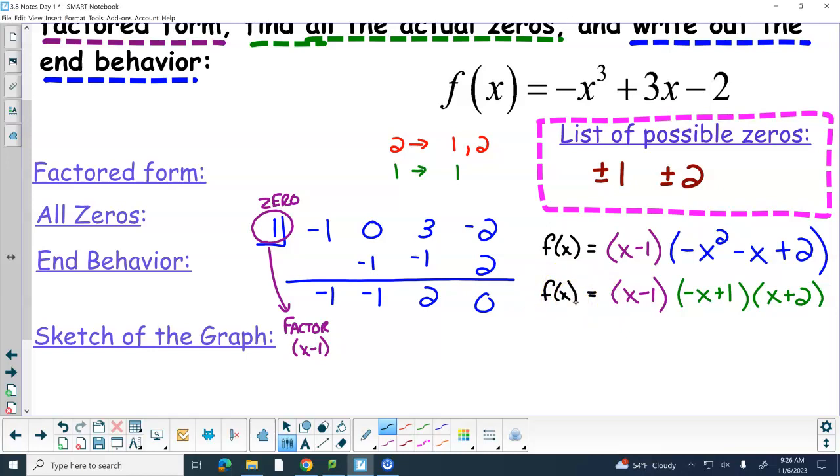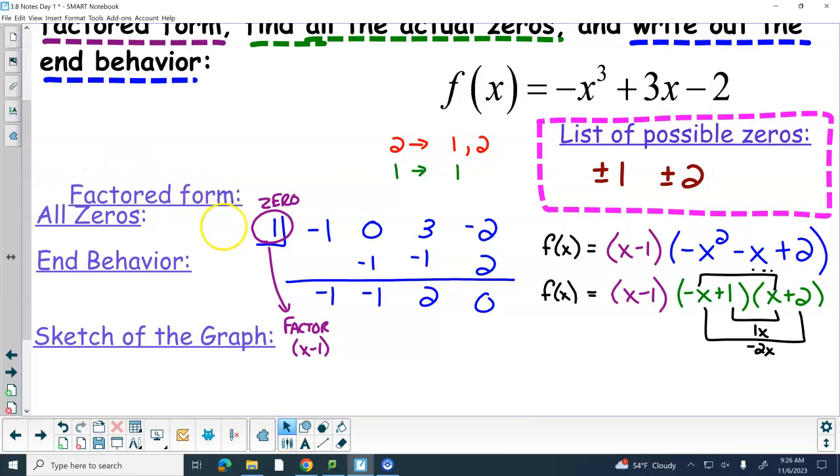Quick check here. In here we've got 1x. In here we've got negative 2x. Combined, those give me my negative x. These two multiply to give me my negative x squared. 1 times 2 multiplies to give me my positive 2. So that would be my factored form of that.